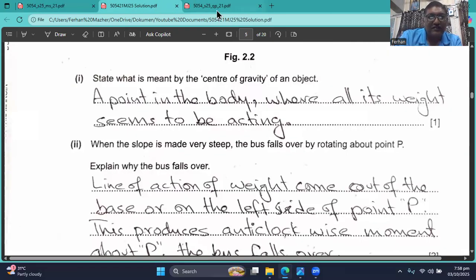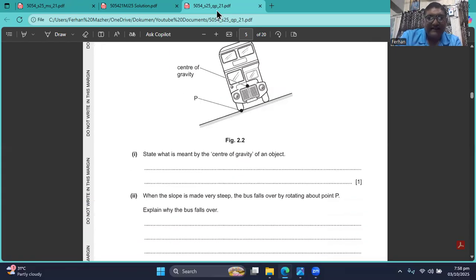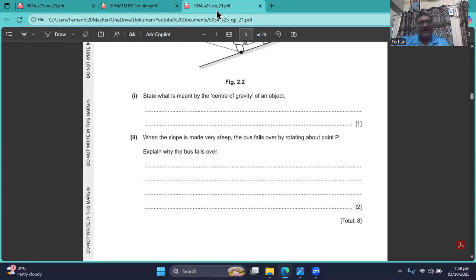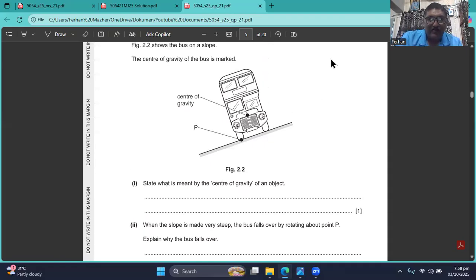The next part says that when the slope is made very steep, the bus falls over by rotating about the point P. Explain why the bus falls over. Okay, so try to understand this. Here you see, this is the center of gravity. So the line of action of the weight is here. This is on the right side of the pivot. So it's producing a clockwise moment, so it will not let the bus fall.